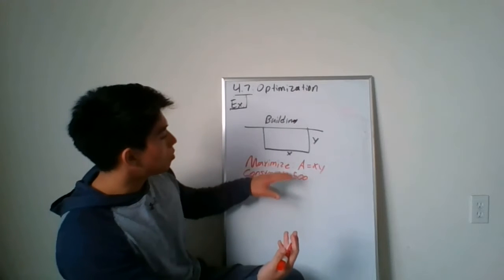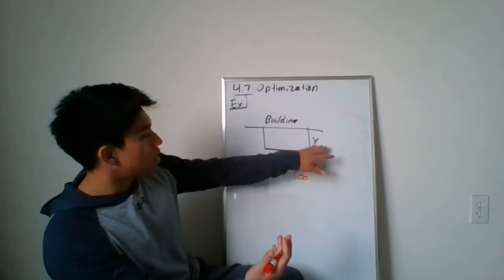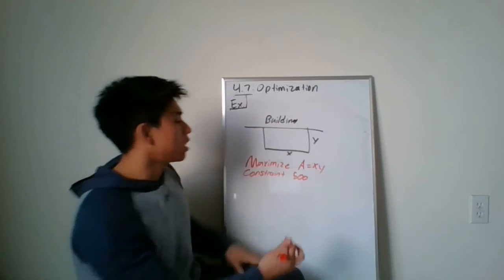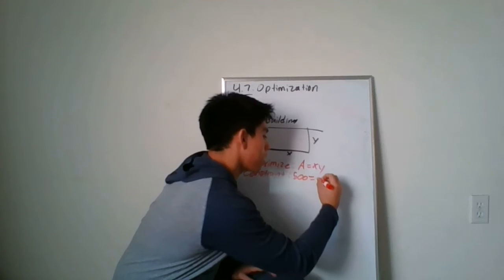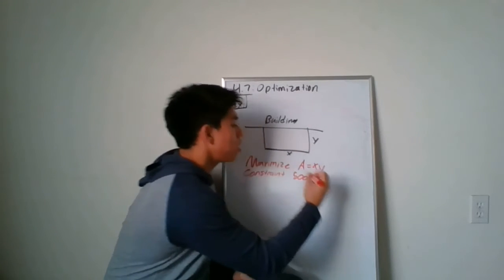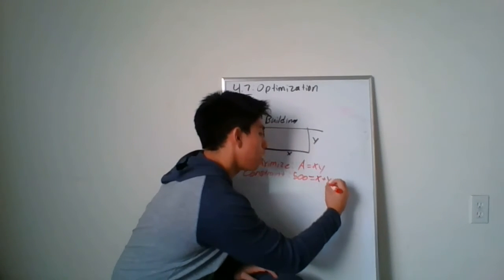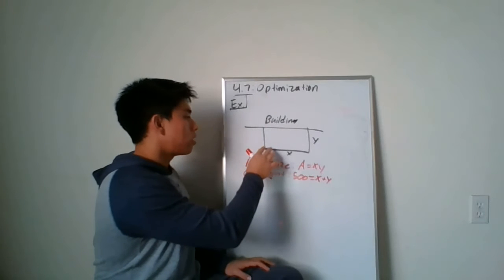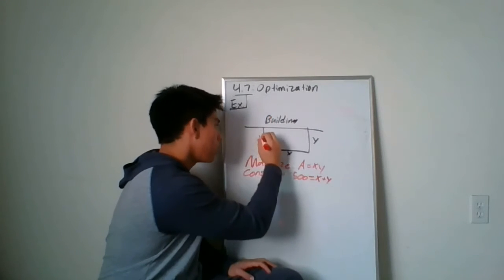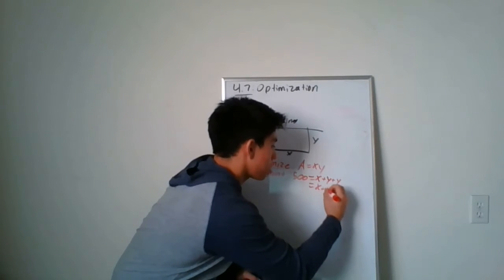Knowing that, we only need fencing material on X, and then X and Y. However, we don't need any fencing material on the building. So what we're going to say is it's going to be the fencing that would take this side, which would be X, plus the fencing that would be needed for this Y, plus the fencing that would be needed for this side, which is also coincidentally Y, which is just X plus 2Y.